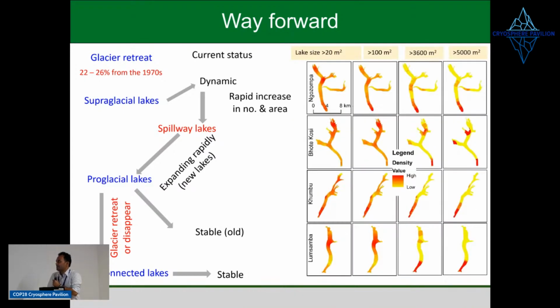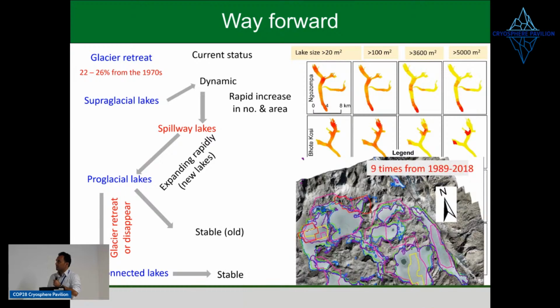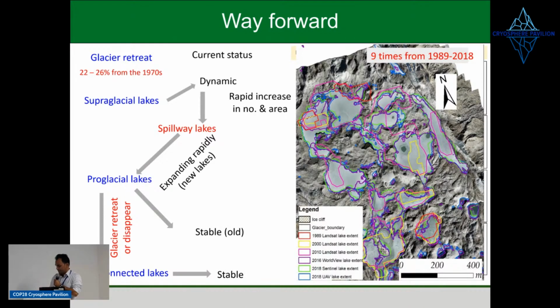In the meantime, if you see, the large-sized glacial lakes are mainly located at the terminus of the glaciers, which is the suitable site for the development of glacial lakes. A glacial lake which forms upstream of the glaciers has less chance to become a large lake. So the terminus part is more suitable. This is how the glacial lakes increased from 1989 to 2018. It increased by 9 times in those 27 years.